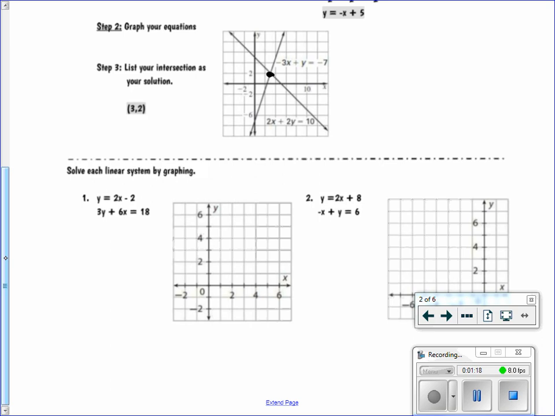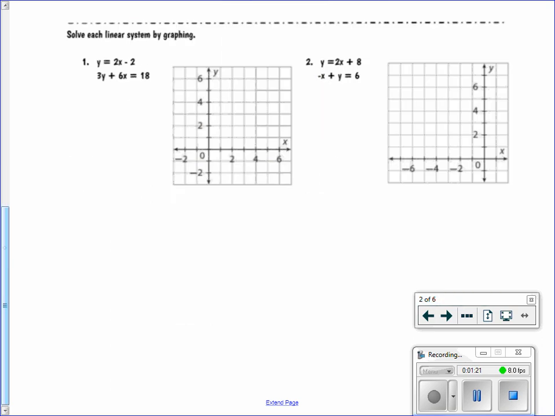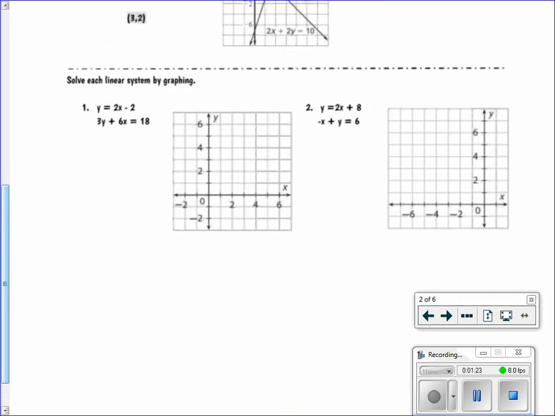So let's go down to these bottom ones. On number 1, is this first one in slope-intercept form ready to go? Yes. Okay, then let's graph it. Y-intercept's at -2. If the slope is 2, that means we're going to go up 2 over 1. And it's an equation, so we just draw a regular line. There's no more shading because that's only for inequalities.